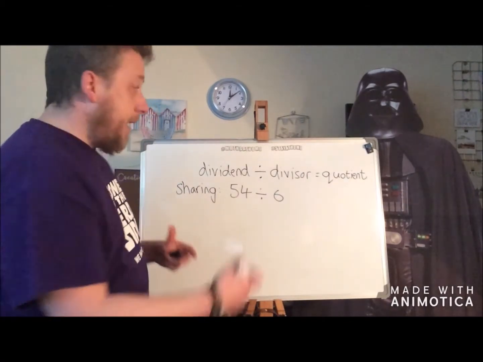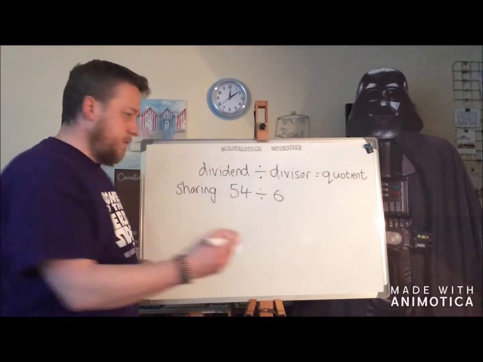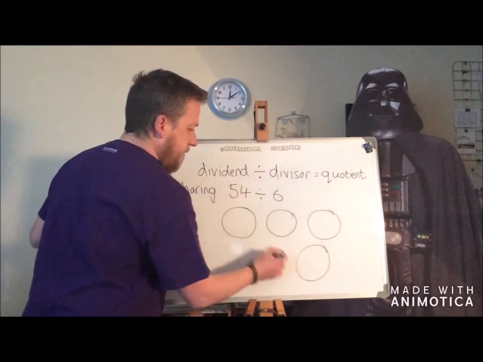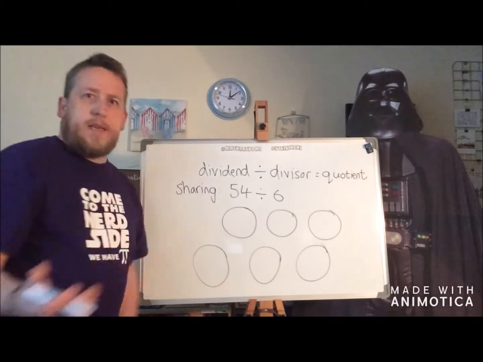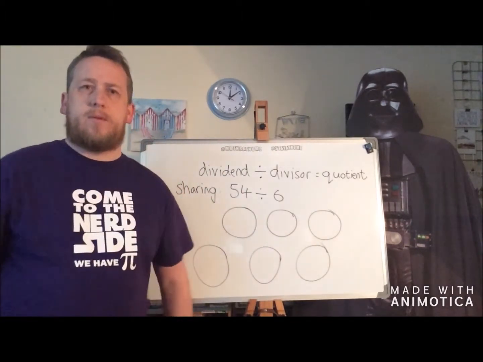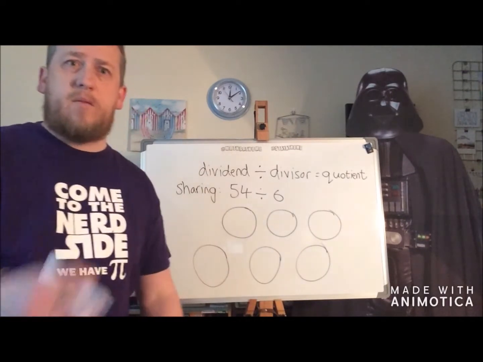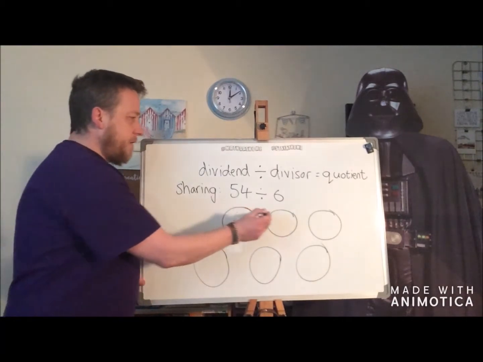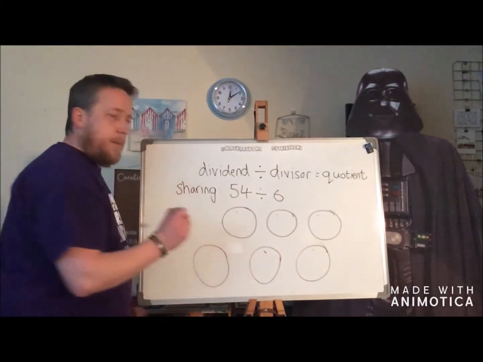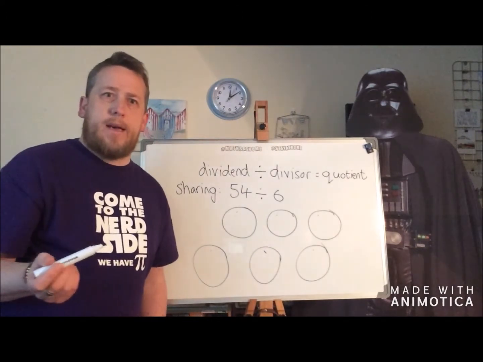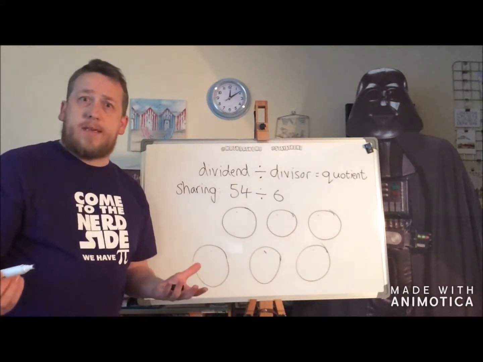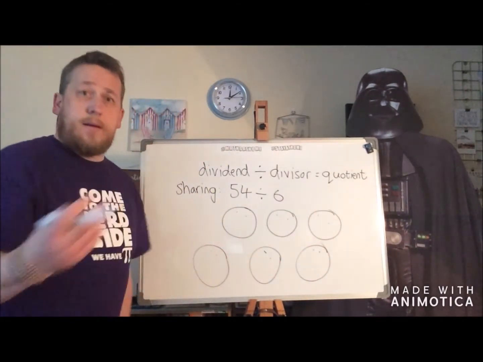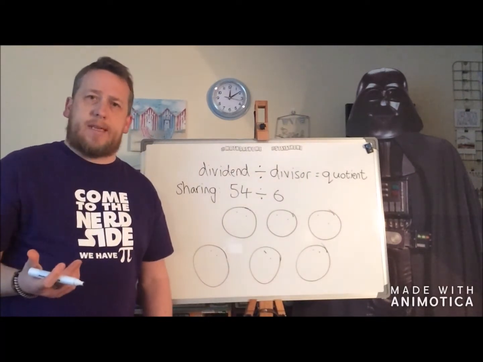Okay? So what we could do is draw a circle that represents each of our 6 people. Now each of those 6 people has got a plate in front of them, and we're going to share out the sweets. So all we would have to do, with our 54, is go through and place one on each plate. Clearly, we've got more than 6 sweets, so we would repeat that until we've run out of sweets.